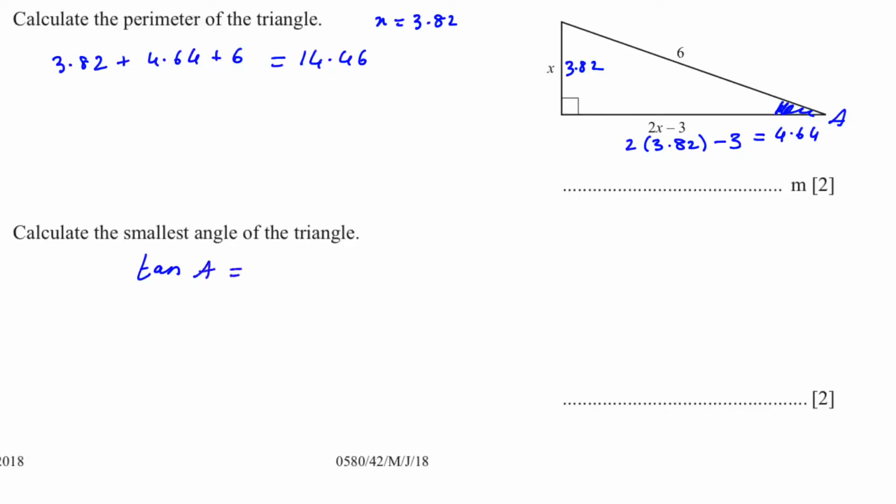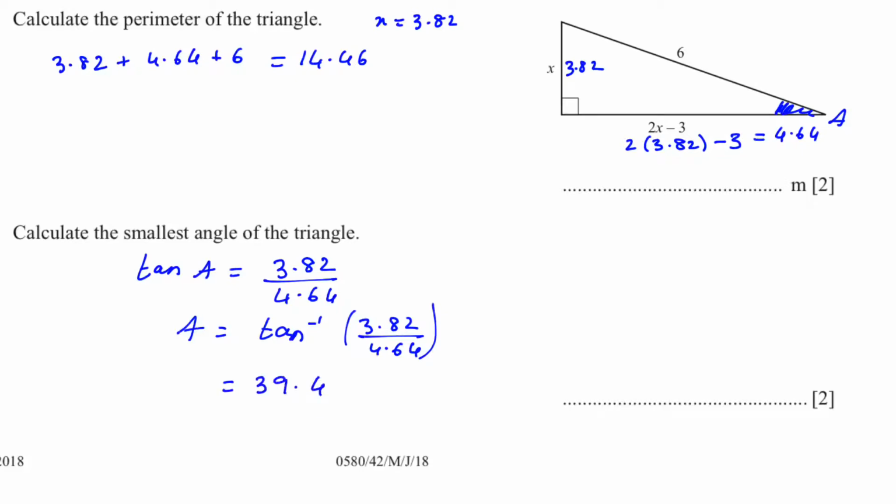Tan A is equal to opposite, which is 3.82, over adjacent, which is 4.64. Therefore, A will equal tan inverse of 3.82 over 4.64, giving us the answer 39.46. We will round it to 1 decimal place, 39.5 degrees.